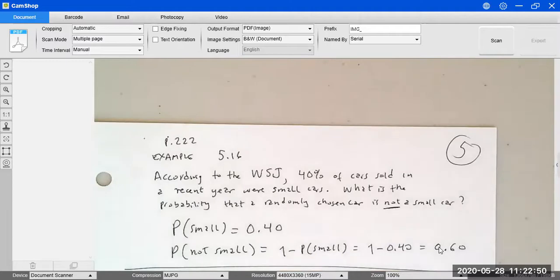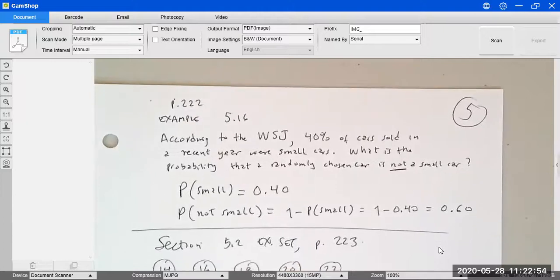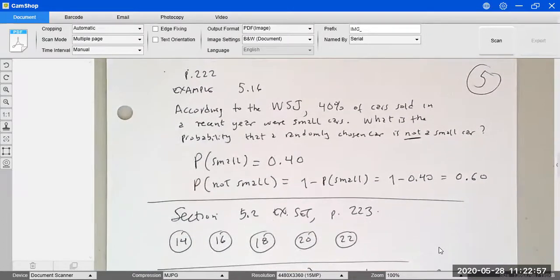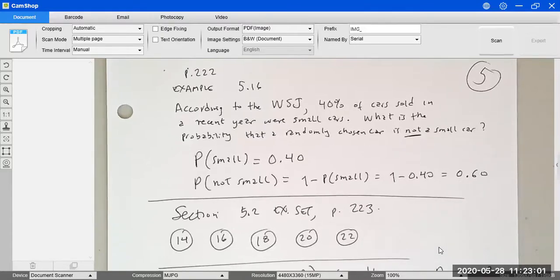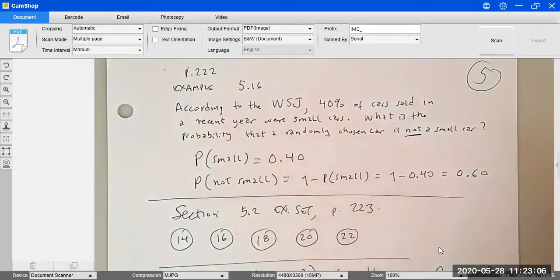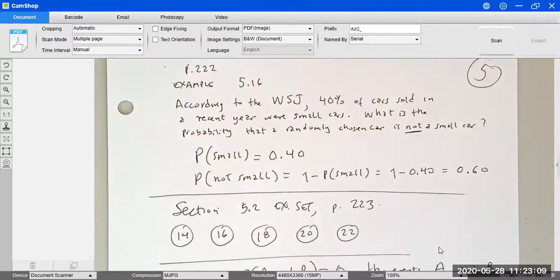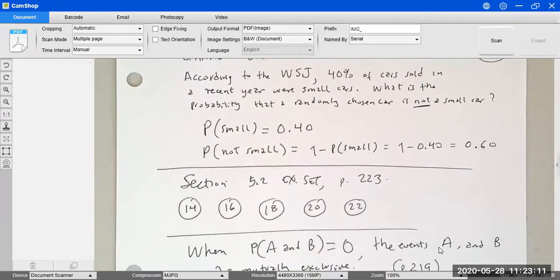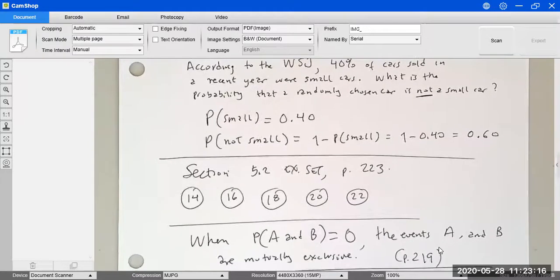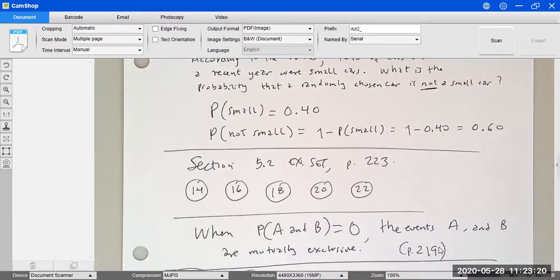Now you're going to have some problems to solve. I'm giving you these problems from section 5.2, exercise set on page 223. You're going to solve problems 14, 16, 18, 20, and 22. They are very simple problems, so you're going to be able to solve them very fast. Also remember that when the probability of A and B is 0, the events A and B are mutually exclusive. You can check that on page 219.